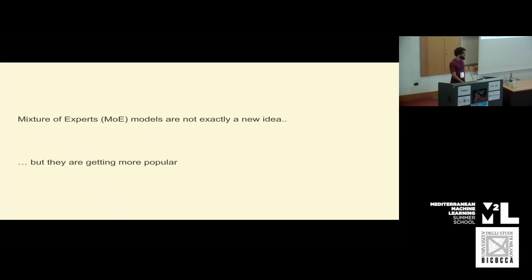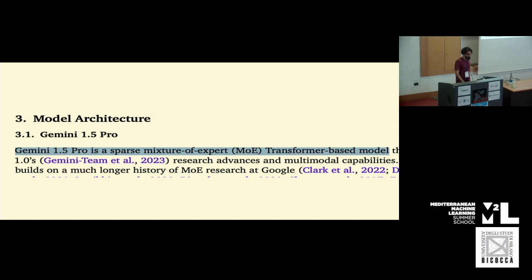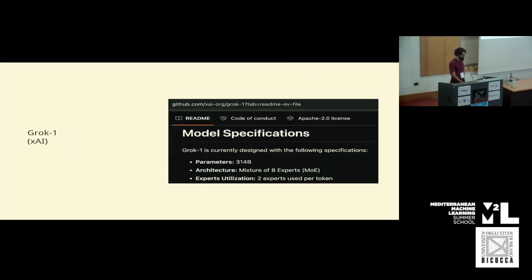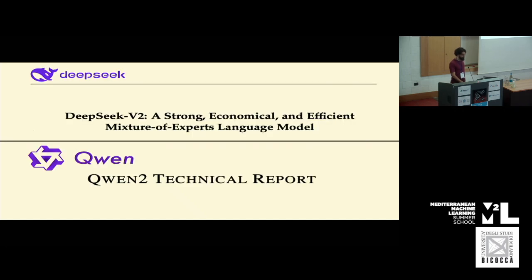So mixture of experts are not exactly a new idea, but they are getting much more popular recently, right? If you look at the Gemini 1.5 report, you can see it's a mixture of experts. GPT-4 allegedly is also a mixture of experts, even though it's not officially confirmed. Grok 1 is a mixture of experts. You have lots of large open source models that are MOEs, like DeepSeek MOE 2 and Qwen 2.